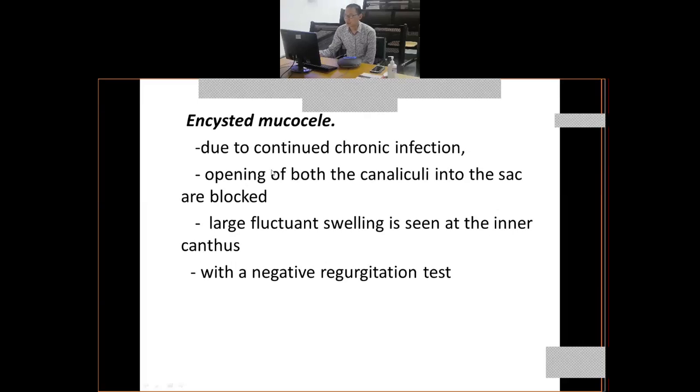In cystic mucocele, it occurs due to continued chronic inflammation. Openings of both the canaliculi into the lacrimal sac are blocked, so there will be a large fluctuant swelling in the inner canthus. And when you do the regurgitation test, it will be negative.